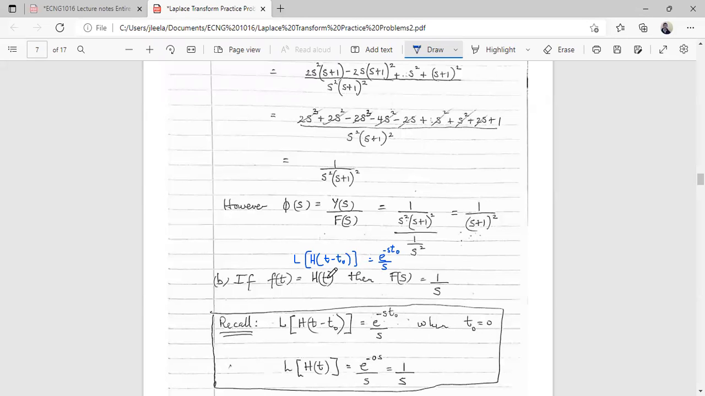So the Heaviside h of t means that is interpreted as your t naught here is 0, right? So if your t naught is 0, you have e to the 0, which is 1. That is why you get here, f of s is 1 over s here. So that is an important thing to remember. Yeah? H of t is always 1 over s. Since t naught is 0, right?